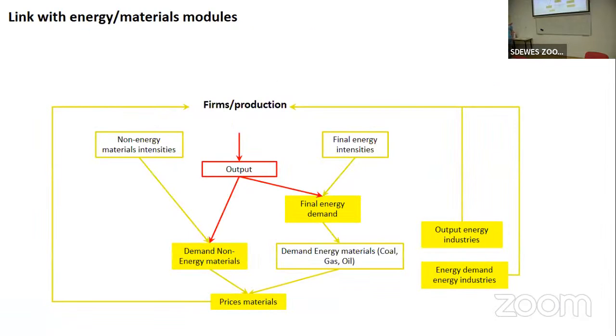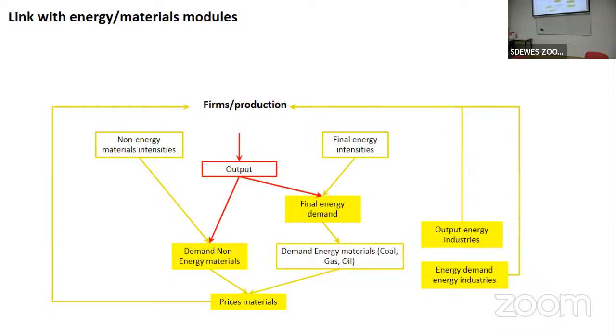So we have the production module. From the production, we have the output. With the output, with the final energy intensity, we have the final energy demand. With the final energy demand, in the energy module, they calculate the demand for energy materials, coal, gas, and oil. And this goes from here, the demand, and this goes to the materials module, and calculate the price of these materials, for oil, gas, and coal. And this is for energy materials.